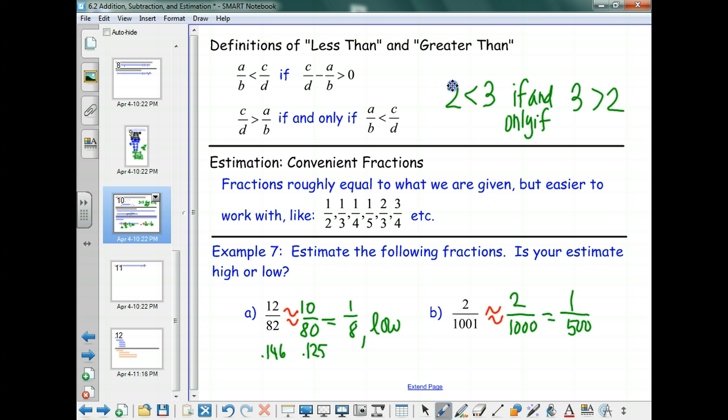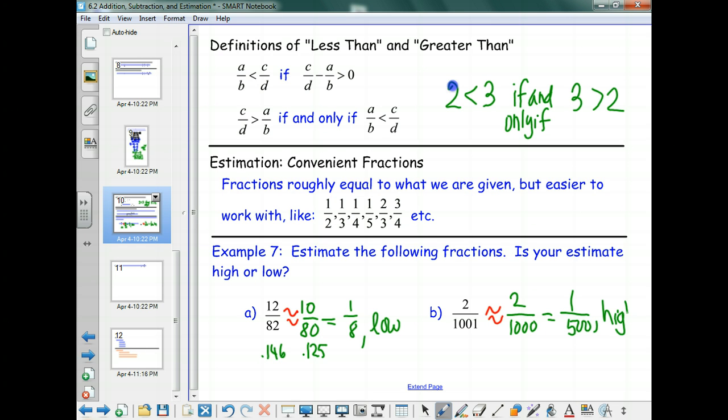All right, so it's 1 over 500, and I don't want you to use your calculators because we only changed one thing. What did we do? We made the denominator smaller. So if you divide by something smaller, does the fraction get smaller or bigger? It gets bigger. This is a high estimate, and you can check with your calculator.